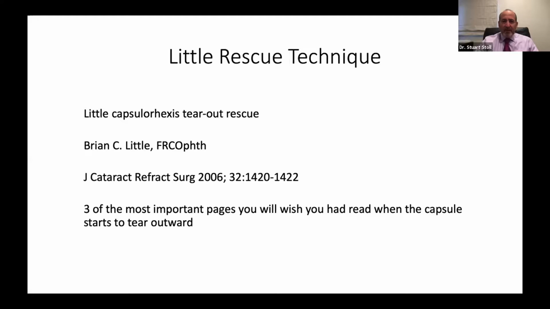And I would encourage you all to go look this up. It's easily available online. It's a PDF. And these are three of the most important pages you will wish you had read when the capsule starts to tear outward. I learned this technique by reading his article and watching a video, and it was later that week I had to use it. And I was so glad that I'd read this.